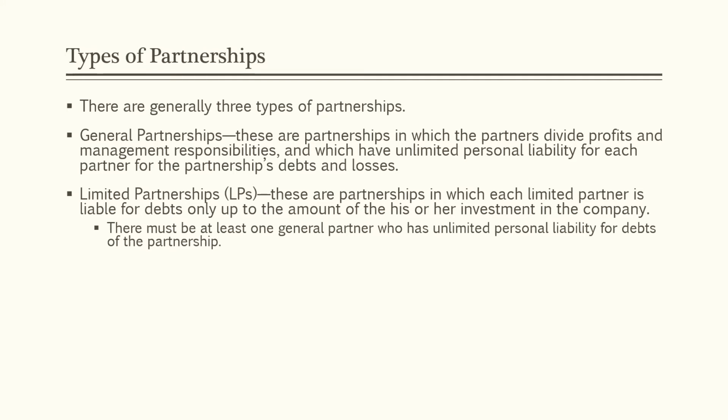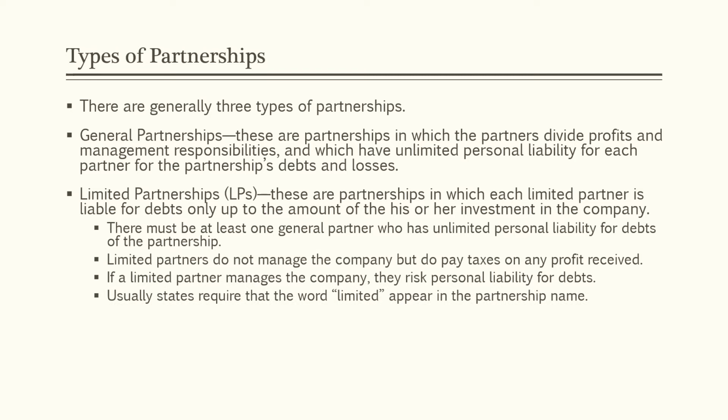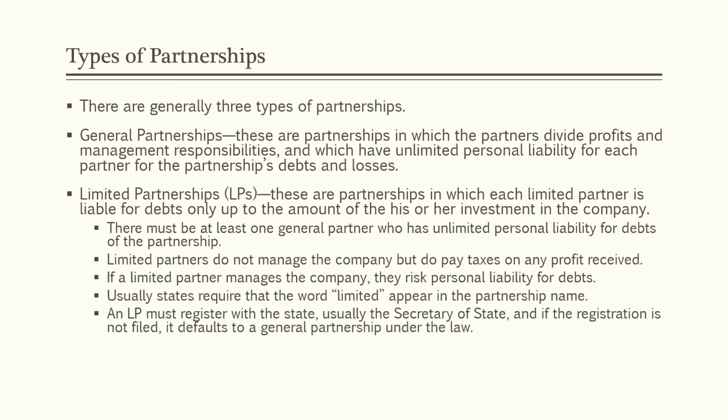amount of their investment. But limited partners do not manage the company, but they do pay taxes on any profit received. If a limited partner manages the company, they risk personal liability for debts. They can be seen as another general partner. Usually states require that the word limited appear in the partnership name. An LP must register with the state, usually the Secretary of State, and if the registration is not filed, it defaults to a general partnership under the law. These types of partnerships are ideal for raising capital in a business.